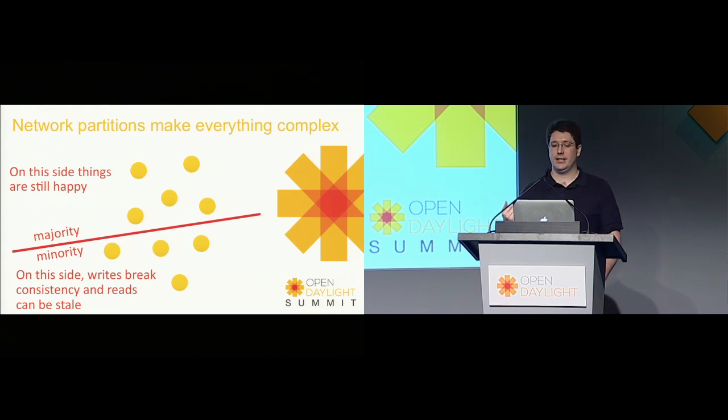So the other point I want to make is about majority and minority partitions. In this case, we have a majority partition on the top, it has enough people to make progress, everything is happy on this side. And on the bottom side, we have a minority partition, where writes break the consistency and reads can be stale, which also means that they break consistency in the most formal model. This is not required to happen. You can certainly have a network partition which splits your network into more than two pieces, in which case they're all minority partitions, and nobody can do anything. So this is where you get into trouble.